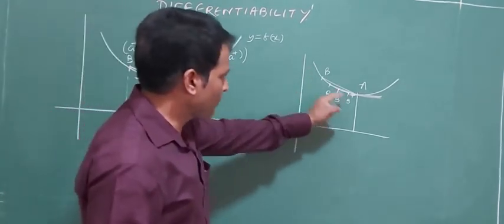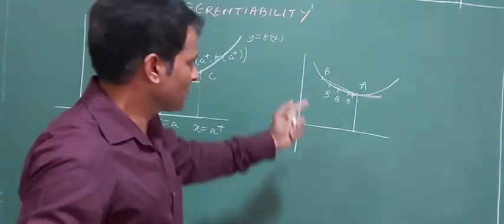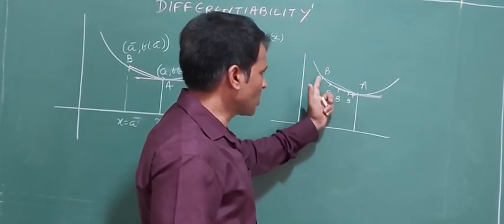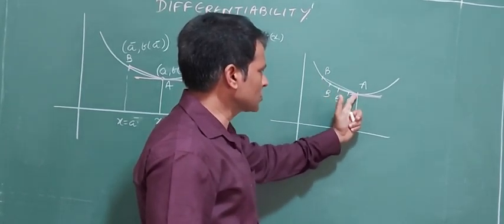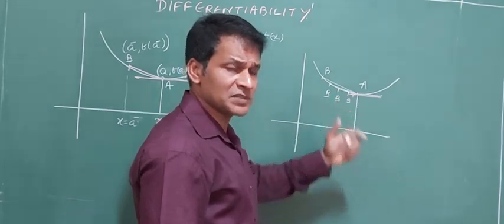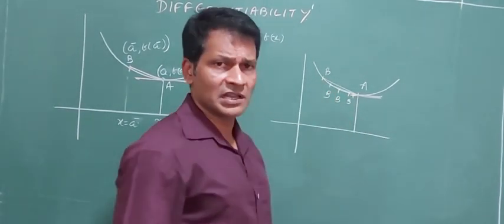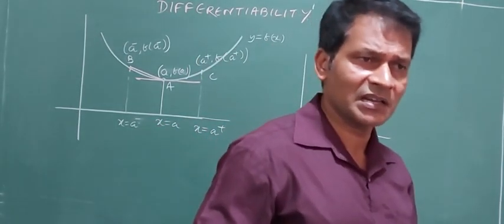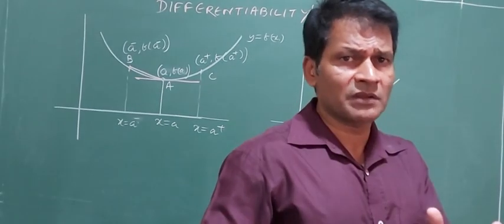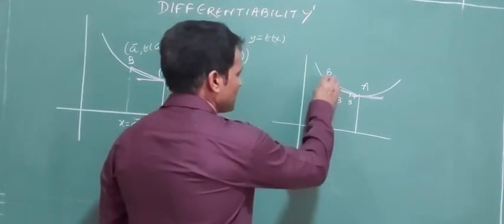That means when the point B approaches A, it is so nearby that the slope of these two points will be equal to the slope of the tangent at this point. If A is 2, A minus will be 1.9999, a very small difference. In the graph it looks far, but when B approaches A, it almost reaches over here.